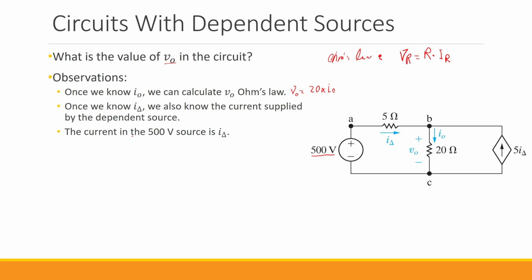And finally, the last observation is that the current in the 500 volt source, this one, is I delta. Because if you remember from KCL, when we have elements that are connected in series, the current that goes through them is the same. So since this node is common between these two elements and there is no other element connected to this node, they are basically in series. So I delta is the current that goes through this independent source too, because again, nodes do not provide any current, and they don't absorb any current.